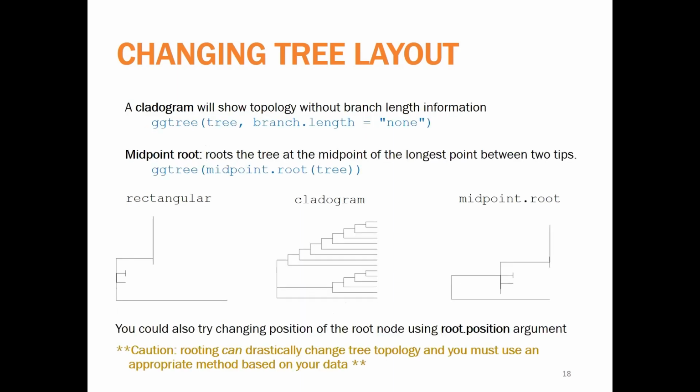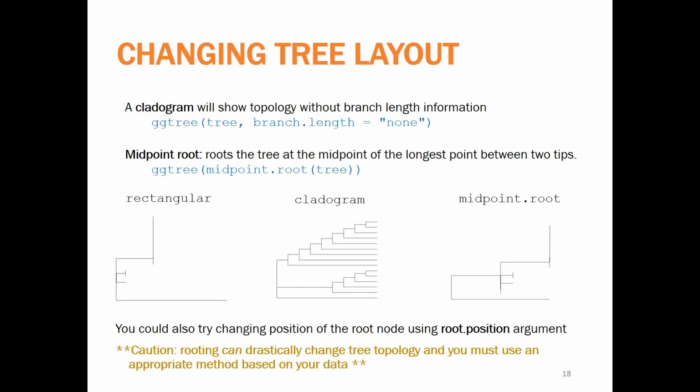Other options that change the layout of the tree: if you change the branch length argument and set it to none, it'll actually make a cladogram, which will show the topology of the tree without any branch length information. So just keep that in mind. If you have that set, it'll look quite different than our rectangular phylogenetic tree here. There's also midpoint root, as I mentioned. It roots the tree at the midpoint of the longest path between two tips.